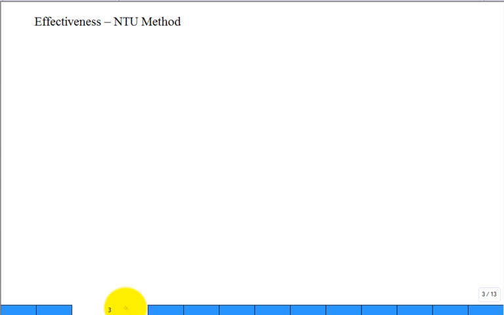So the effectiveness NTU method seems a little more disjointed, but once you solve a few problems with it, it seems to flow pretty well. So what do we have in it? We have the NTU. What is the NTU an abbreviation for? Number of transfer units. The first time you think number of transfer units, it's really the thermal size. How big is it and how large is U?